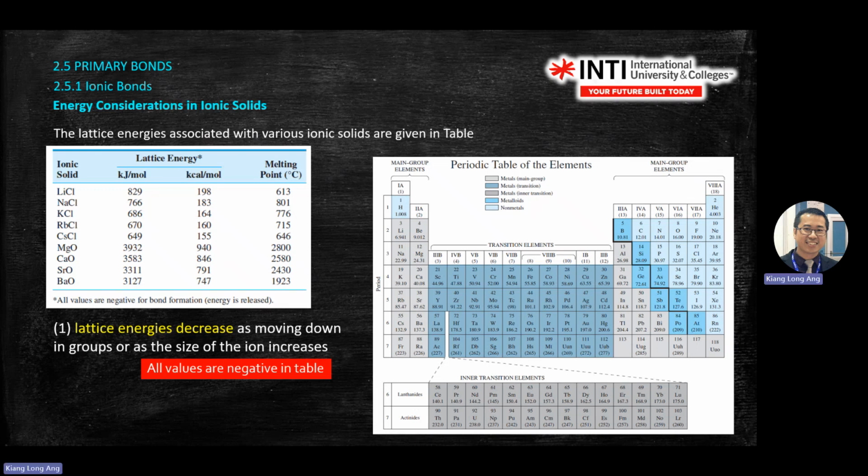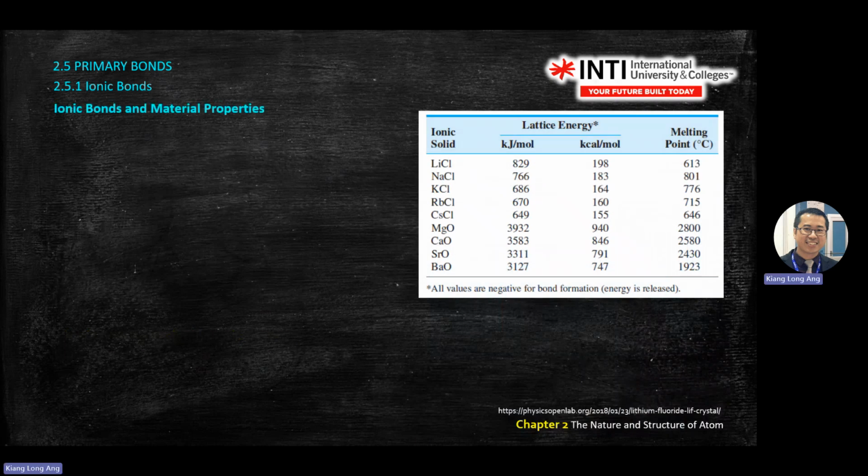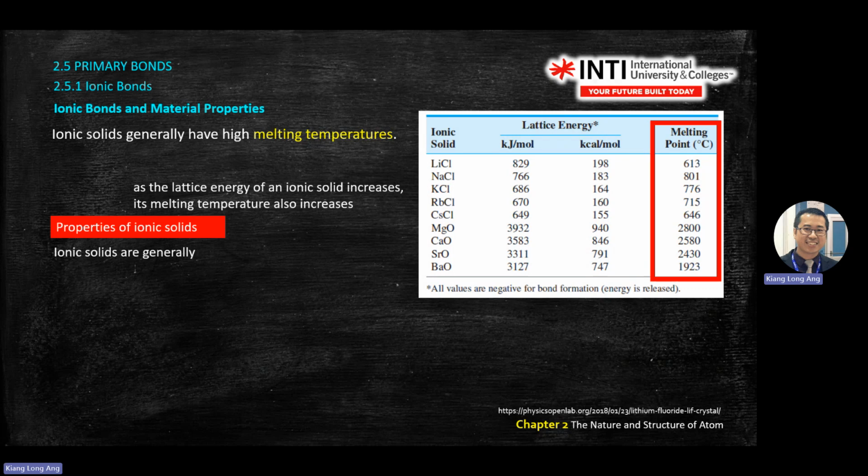Okay. So what I need to highlight here is all the values here are negative. Energy here is negative. Then lattice energy significantly increases when the ions involved have higher ionic charge. And so on. So this one you read. Temperature also. Ionic bonding, as you move down, you have a higher melting temperature. It means that the bonding is very, very strong. If you want to break it away, you need more energy.